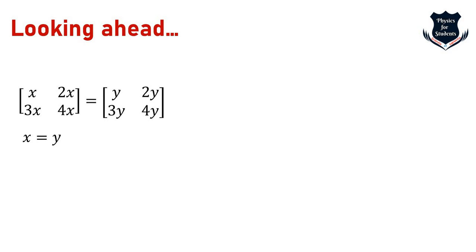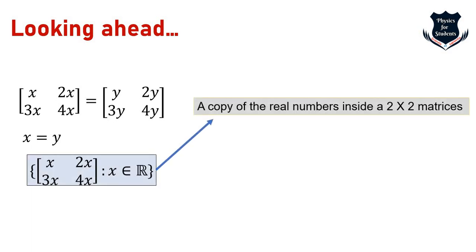Now further, if you take this kind of matrix, where x equals y, then x obviously equals y. So this means this part which I have shown, x is a member of the group R, a real number. So a copy of the real numbers is inside a 2 by 2 matrix, right? So the earlier example is injective.